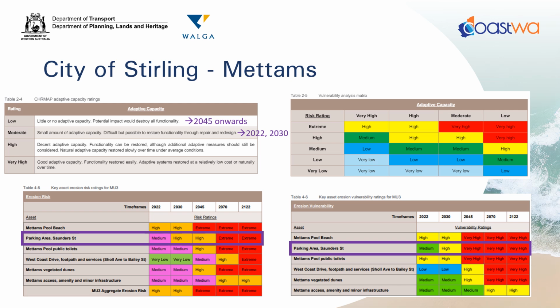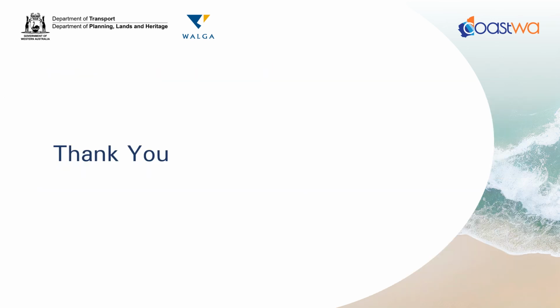But when we get to 2045, our level of adaptive capacity has now changed to low. So we end up with a high level of risk, but a low adaptive capacity, which gives us very high. And then from there, working through the others, we're already at an extreme level of risk and a low adaptive capacity. So that means that we're at a very high level of vulnerability. So hopefully that all makes sense.